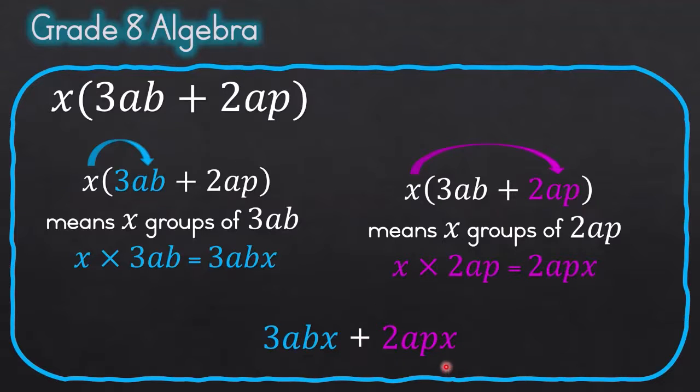And then my final answer will just be 3ABX plus 2APX. Again, they look similar, but they are not exactly the same. So therefore, this is our final answer. We can't do anything else with it. We leave it as it is.